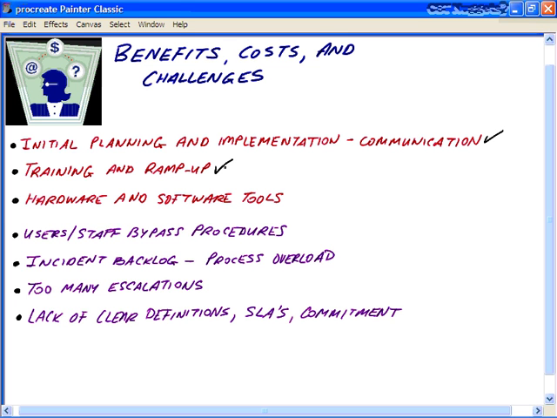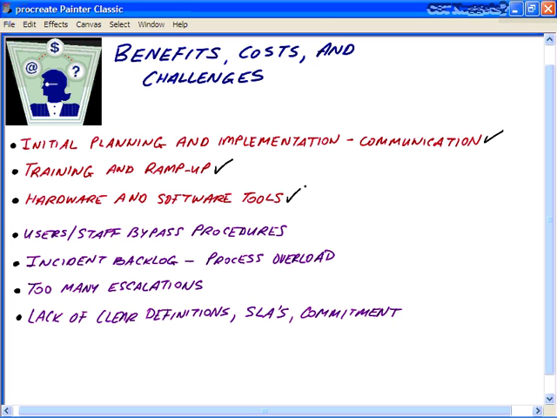Again, you don't want to advertise this incident handling and incident management solution to your customer or to your users until it's been pilot tested and put into place. There's also additional hardware and software tools for incident management, and of course that's going to be an additional cost.